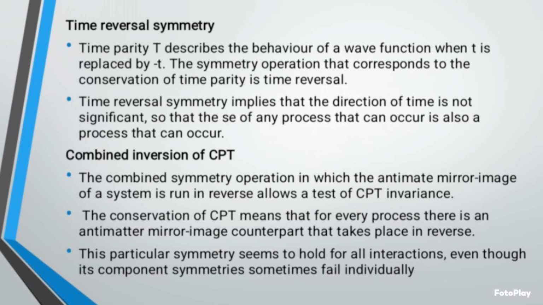Time parity. T describes the behavior of a wave function when t is replaced by minus t. The symmetry operation that corresponds to the conservation of time parity is time reversal. Time reversal symmetry implies that the direction of time is not significant. A combined symmetry operation is one in which the antimatter mirror image of a system is taken, with the process in reverse. The conservation of CPT means that for every process there is an antimatter mirror image that takes place in reverse. This symmetry seems to be valid for all interactions, even though its component symmetries sometimes fail individually.